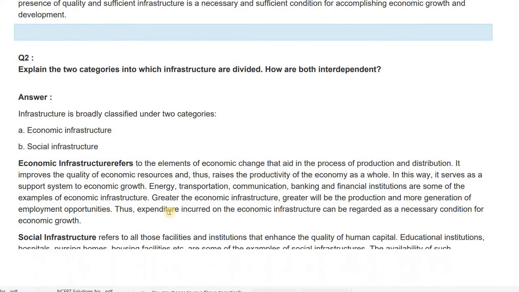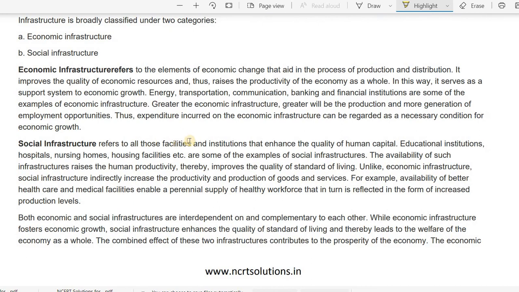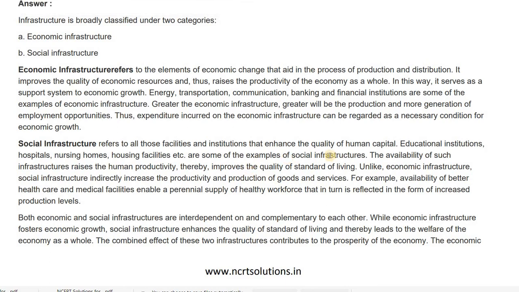Okay, next one is social infrastructure. It refers to those facilities and institutions that enhance the quality of human capital: educational institutions, hospitals, nursing homes, housing facilities, etc. Okay, some of the examples of social infrastructure. These are the main examples of social infrastructure: educational institutions, hospitals, nursing homes, housing facilities.